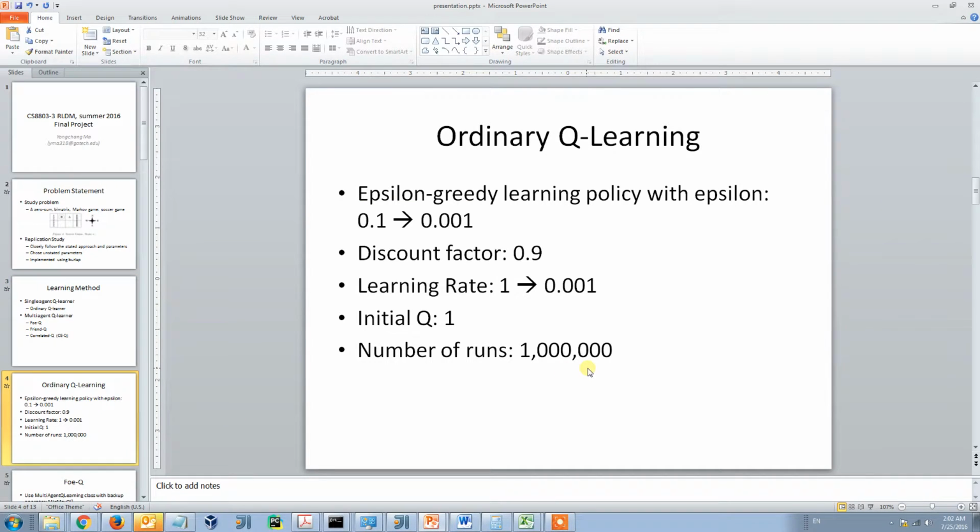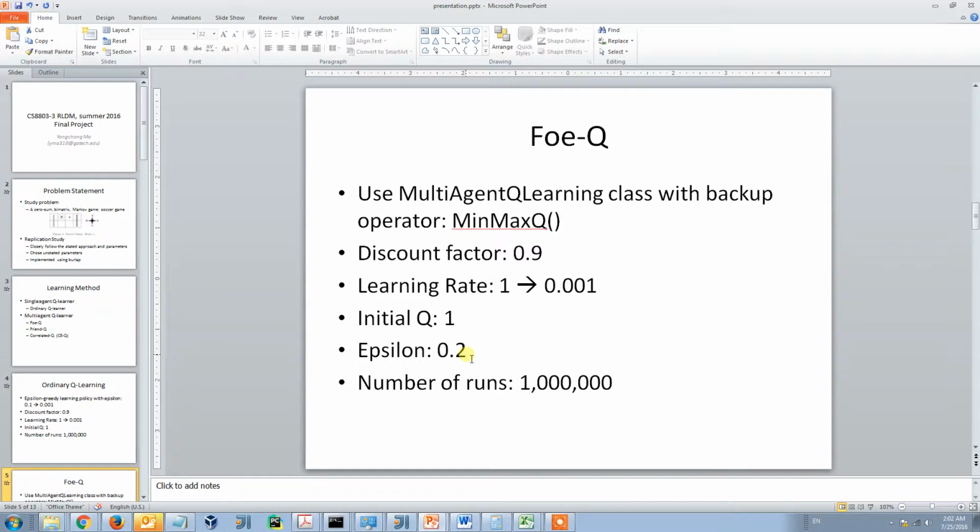For the ordinary Q learning, I decay epsilon from 0.1 and I decay the learning rate from 1. Everything else is in the paper. Foe Q has to use the multi-agent Q learner with a backup operator minimax Q. Everything else is the same as the ordinary Q learner except epsilon was set to 0.2.